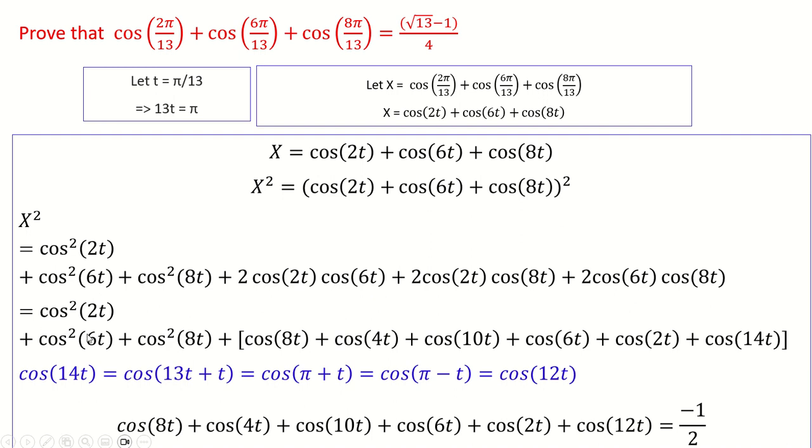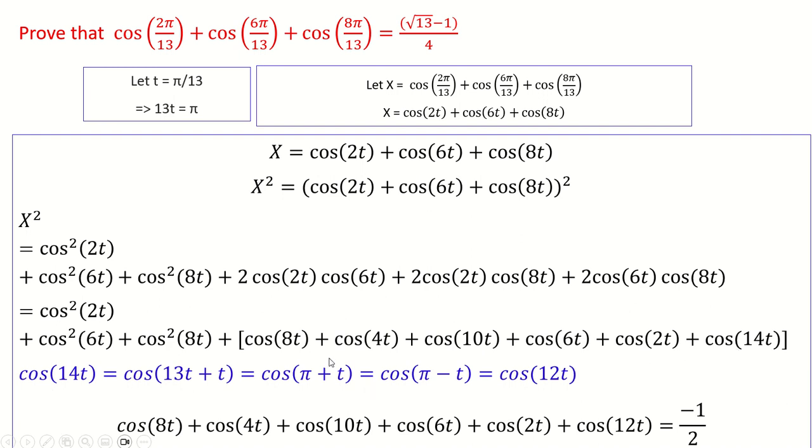Now the squares I keep as they are, and 2 cos 2t cos 6t will become cos 8t plus cos 4t. Okay, we are applying the rules which I showed you at the beginning of this problem. Then the second, 2 cos 2t cos 8t, will become cos 10t plus cos 6t. This will become cos 2t plus cos 14t.